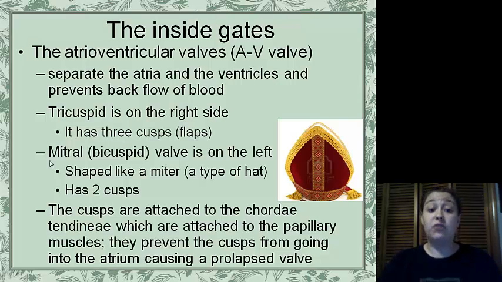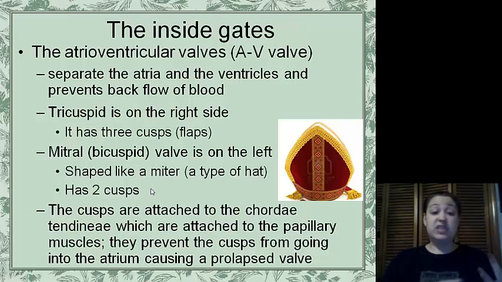Then we have the mitral valve, or the bicuspid valve, which is on our left, and it is shaped like a mitre, which is a hat, and it has 2 cusps, or 2 flaps. The cusps are attached to the chordae tendineae, which are attached to the papillary muscles.